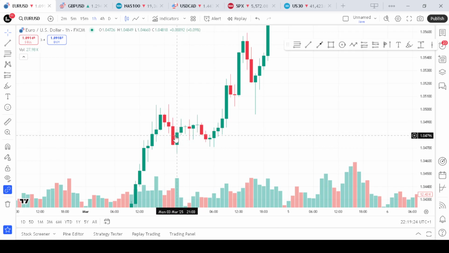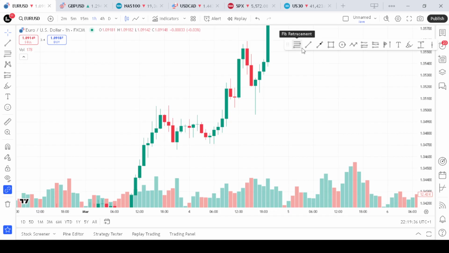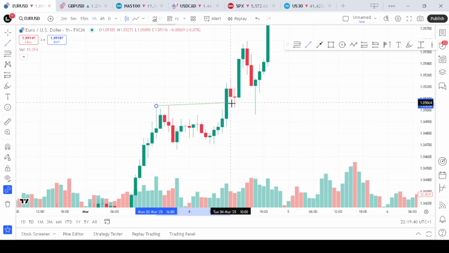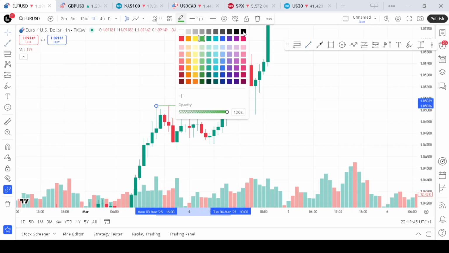A key confirmation is when price breaks above the high that initiated the upward movement, signaling that the uptrend is likely to continue. That's when price breaks above this high, it signals that price is about to continue. This is what it means.